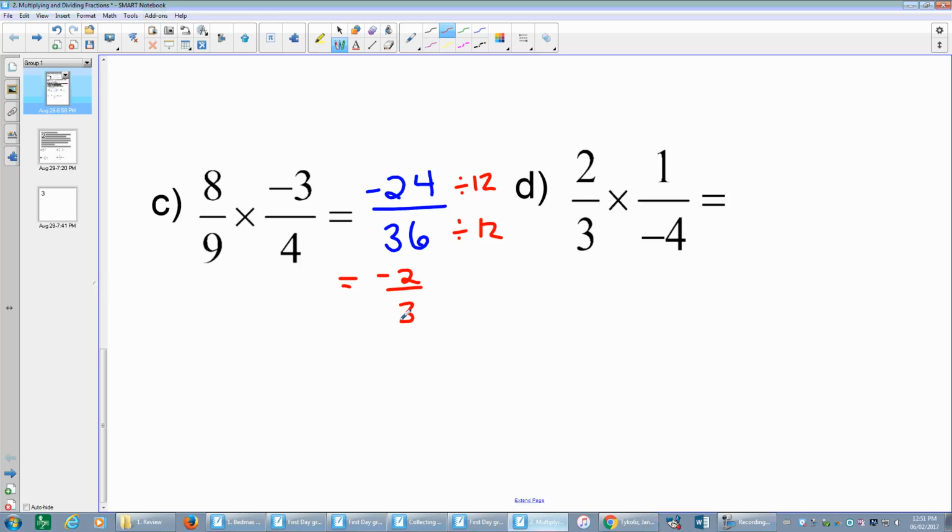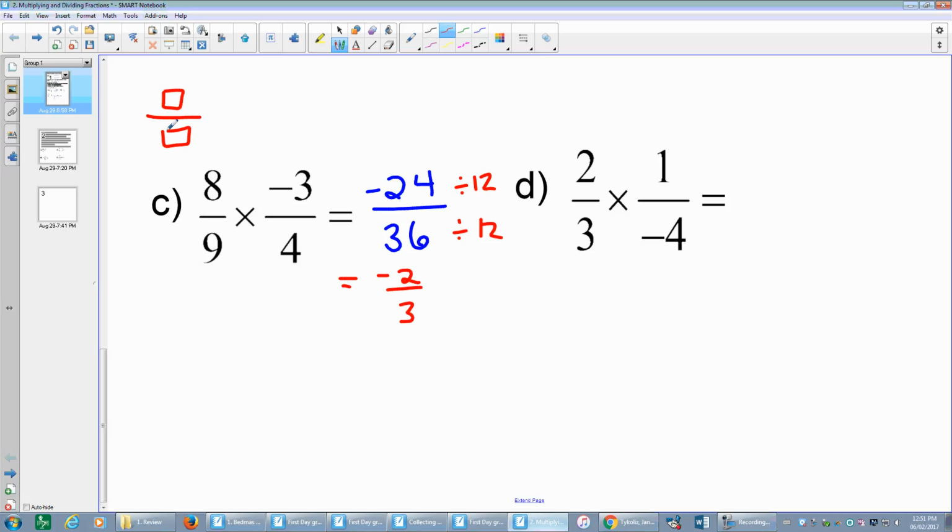And again, if you were using your fraction button on your calculator, you would type in negative 24, hit your ABC button. You may even have a button that looks like this, where you have a square, a line, and a square. You would hit that button as well, over 36, and it would give you negative 2 over 3.